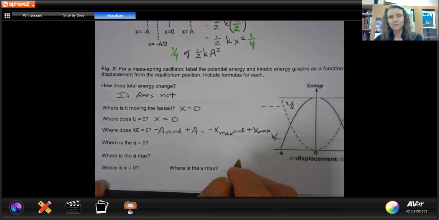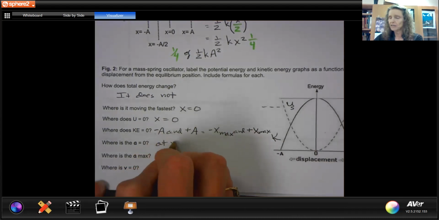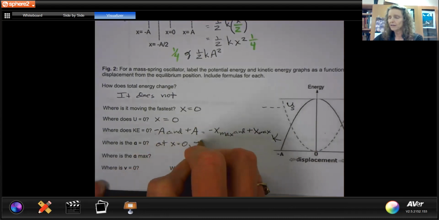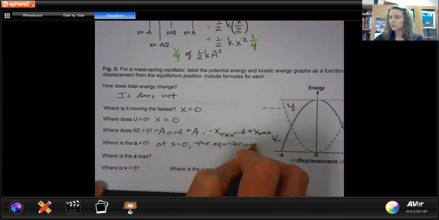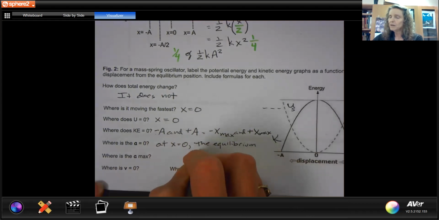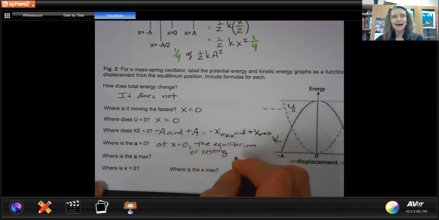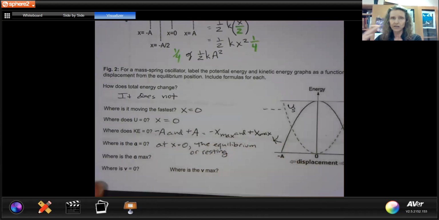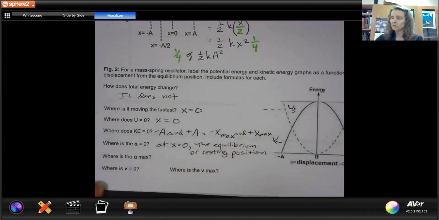Where's the acceleration 0? Let's see, acceleration comes from force, right? So wherever the force is 0. So where's that 0? That's at the resting position, at X equals 0. I don't know if we've written that, the equilibrium position here, but you might just want to write that out, the equilibrium position. And sometimes it's called the resting position, not because it stops and takes a rest there, but because it was at rest before you began the oscillation, before some force showed up and displaced it. The equilibrium or resting position is X equals 0.